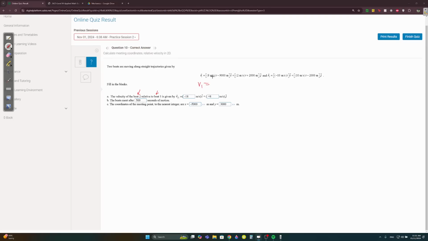So you derive. V1 is going to be 8t, derived is going to be 8. And 9,000, we don't take it. It doesn't get derived. And then 2t becomes 2j. 1,000 doesn't get derived. V2 is going to be minus 10t, which is minus 10. The 2,000 doesn't get derived. You guys know how to derive. I'm not going to explain how to derive. So this is V1, V2. Velocity of boat 2 relative to boat 1.